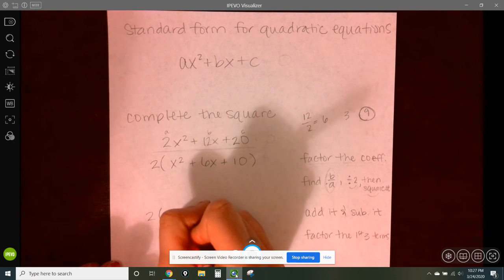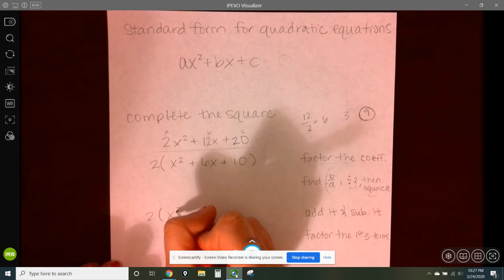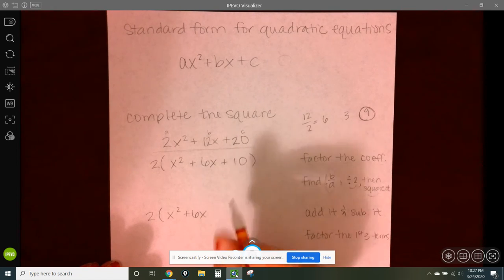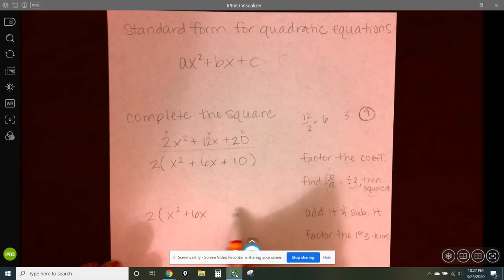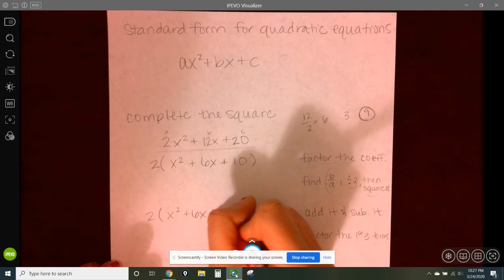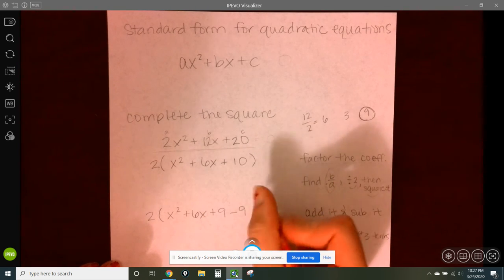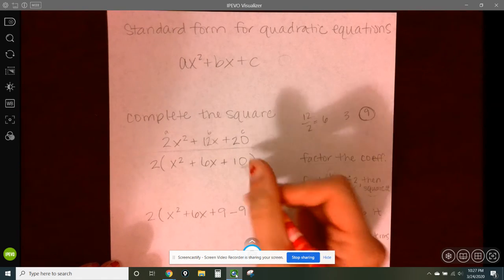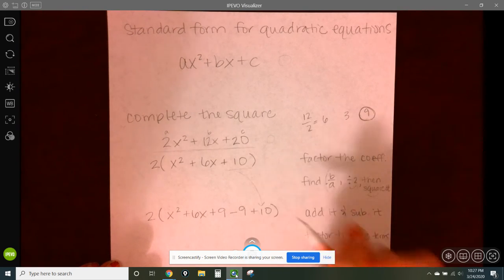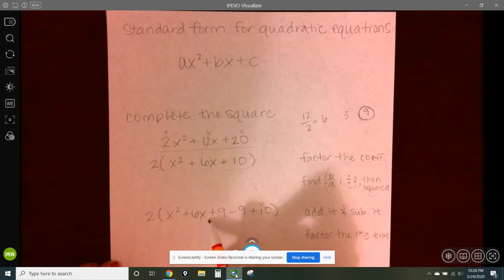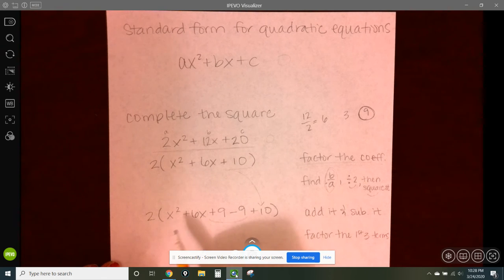I'm going to leave everything in the beginning the same, the 2, the x squared, the plus 6x. And then right here is where I'm going to add and subtract that special number 9. So I'm going to have a plus 9 and a minus 9. And then I'm going to keep writing plus 10, which I just brought down from up here. Now notice I did a plus 9 and a minus 9 because that actually equals 0. I didn't change the value of this expression at all. I added a 0.